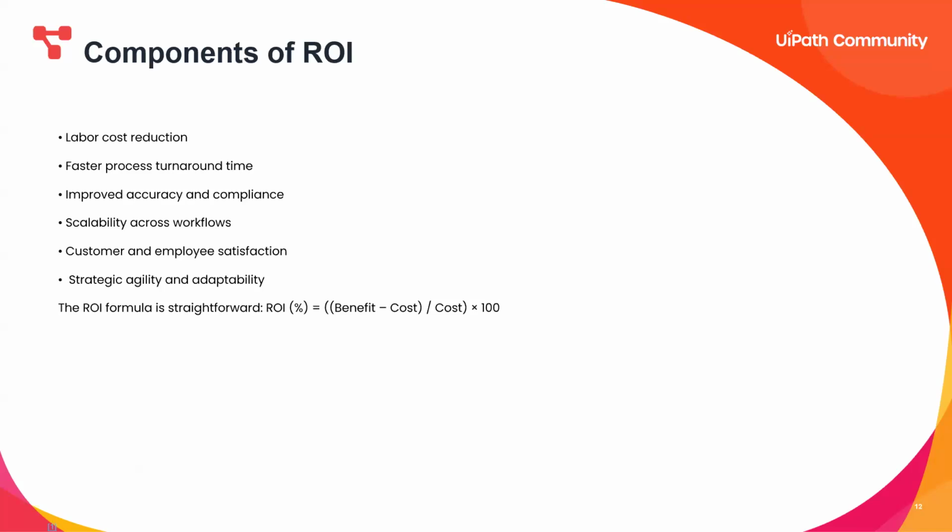Finally, when we jump into the components, there are 7 different components which impact ROI: labor cost reductions, faster process turnaround time, improved accuracy and compliance, scalability across workflows, customer and employee satisfaction, as well as agility and adaptability, which can be calculated with benefit minus cost, and you're already aware of the formula about it. So ROI can be calculated this way.